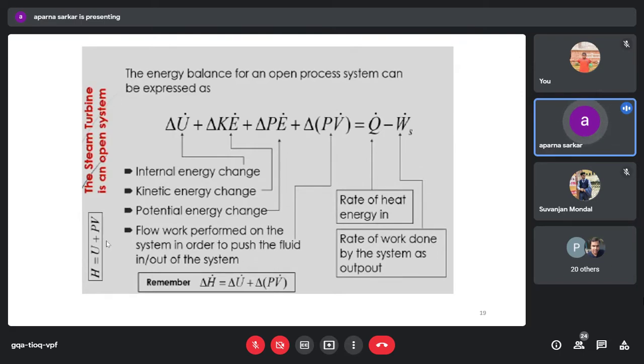So enthalpy is a summation of internal energy and the volume and pressure working on the system. That means you are applying pressure, and due to this pressure, the volume is changing. This change plus the internal energy gives you the value of enthalpy of a system. This is a thermodynamic property, enthalpy.